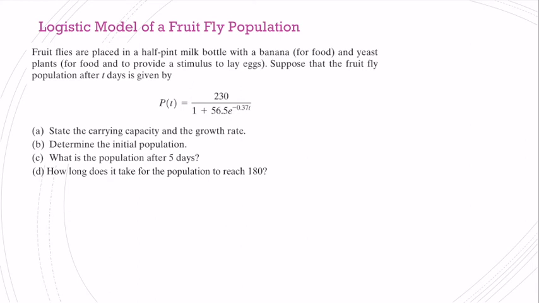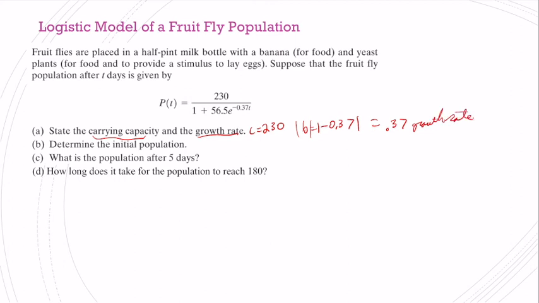Suppose the fruit fly population after t days is given by the equation P of t equals 230 over 1 plus 56.5 e to the negative 0.37 t. Let's state our carrying capacity and our growth rate. So our carrying capacity is 230. Our growth rate is the absolute value of our b, which is 0.37. That's our growth rate.